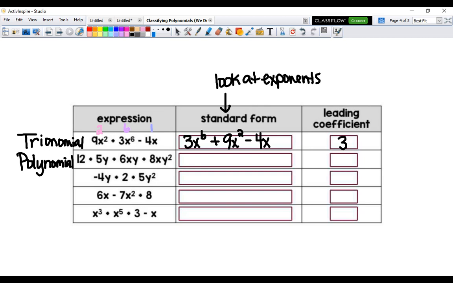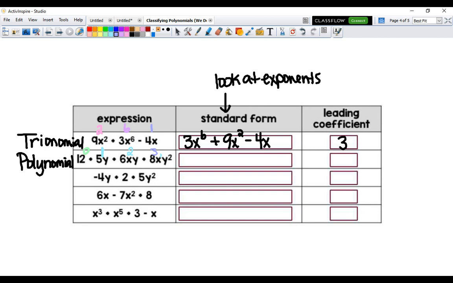All right, so I need to put it in standard form. So I'm looking at my exponents. So 12, obviously it doesn't have a variable, so I have an exponent of 0. 5y has 1 variable, 1y, so that gives me an exponent of 1. 6xy has 2 different variables, both with an exponent of 1, so it gives me a degree of 2. In xy squared, I have x with an exponent of 1 and y with an exponent of 2, which gives me a degree of 3.